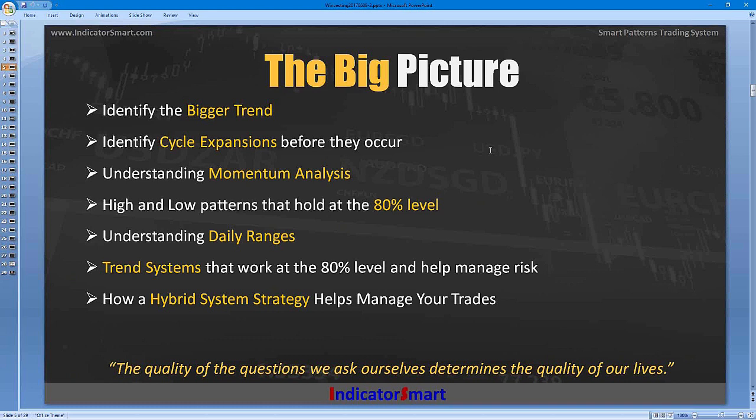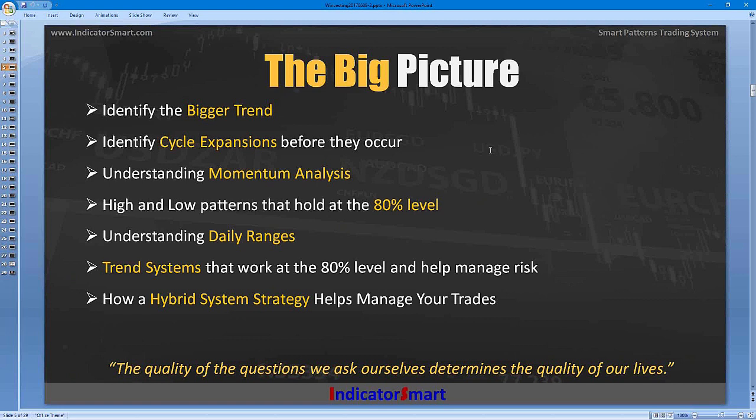And then we're going to learn a bit about momentum analysis, and we're going to learn some high and low patterns that hold at the 80% level. That's a statistic. I don't like to use the word statistics. It scares a lot of people, but it's just simple stuff. And I'll show you how we do some simple statistics, just exactly how simple they are, and apply them to markets in a powerful way.